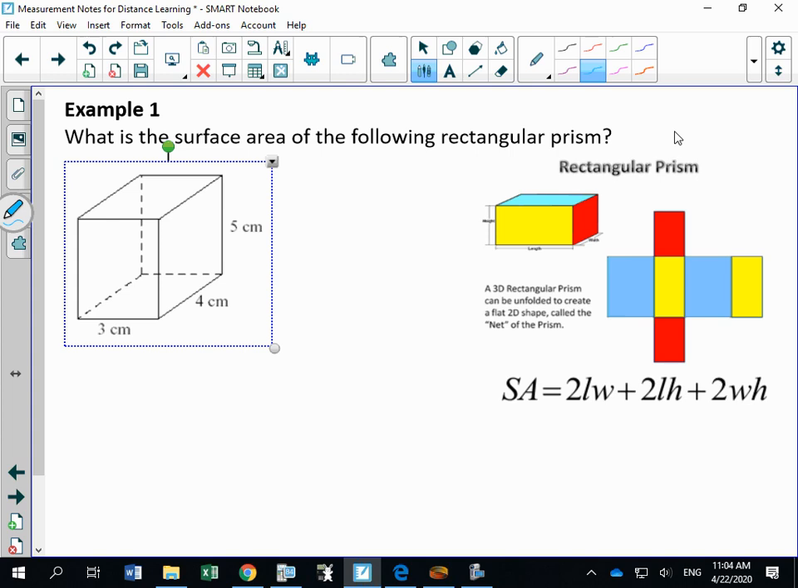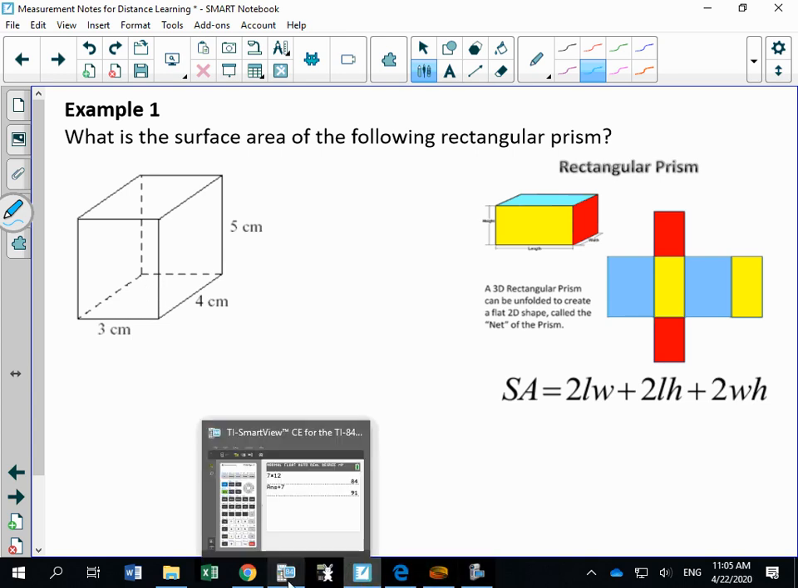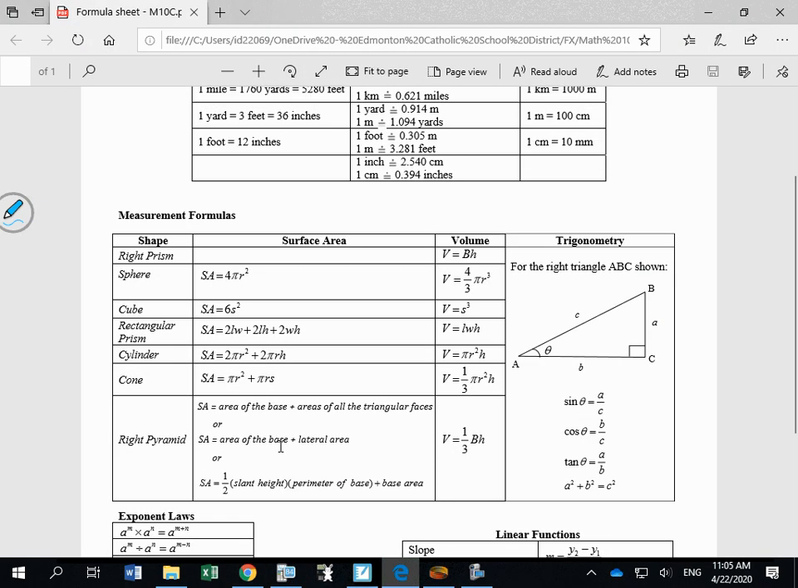Okay, the first object that you need to know is called the rectangular prism. Here's what a rectangular prism looks like. And where this is on your formula sheet is right here. So the surface area of a rectangular prism looks quite complex, but I'll show you how to break it down nicely.